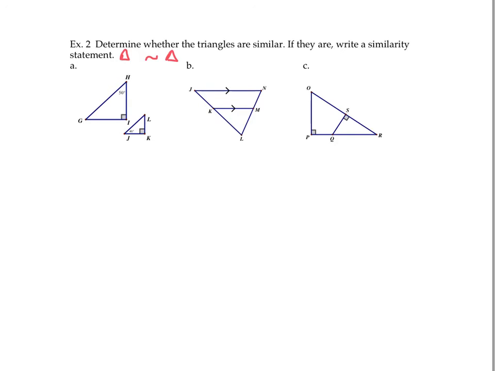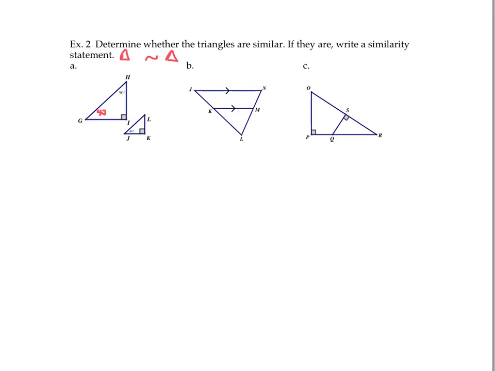Okay, so proving the triangles similar to one another, we have to find two pairs of corresponding angles that are congruent. In part A, recall that we can find the third angle in a triangle. If we add up the two that we already know, 90 plus 50 would be 140. Subtract it from 180, because the total of the three angles in a triangle is always 180. And that's going to give us 40.